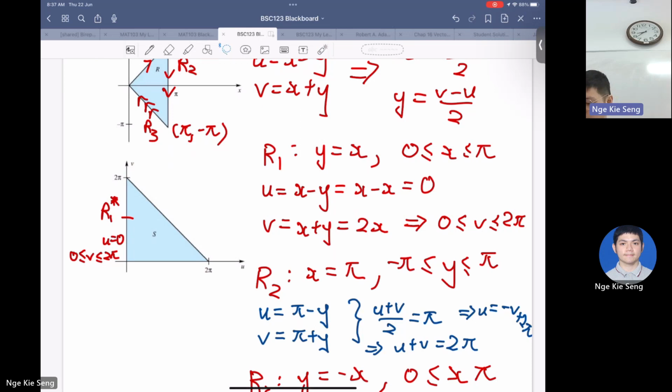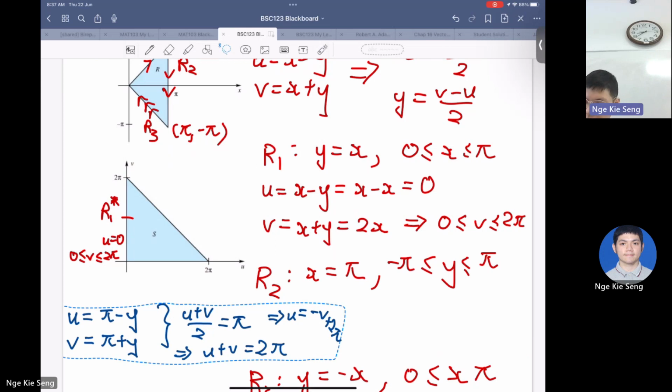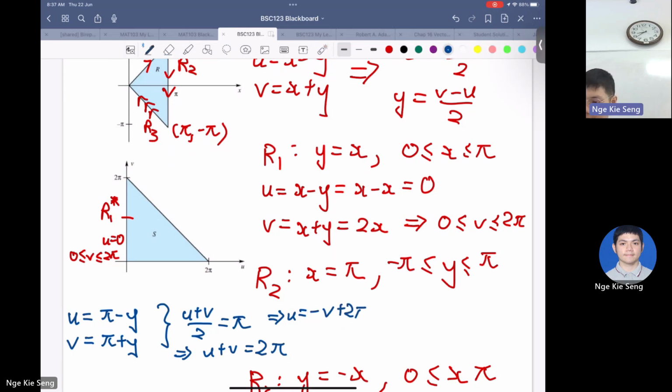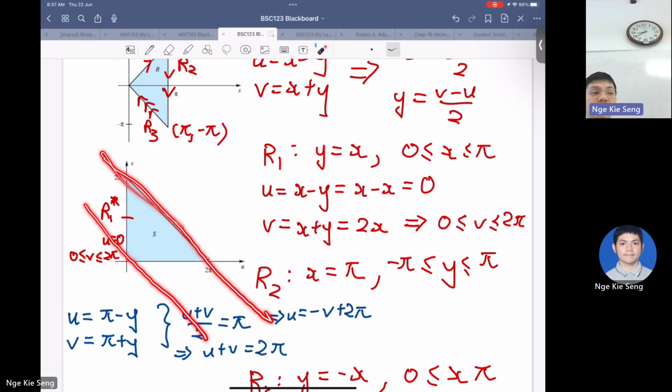You know what the range is? So, wait, let me write properly. So u equals minus v plus 2 pi. Okay, so you got u equals minus v and then shifted up by 2 pi. So what's the range? How do you determine this range?